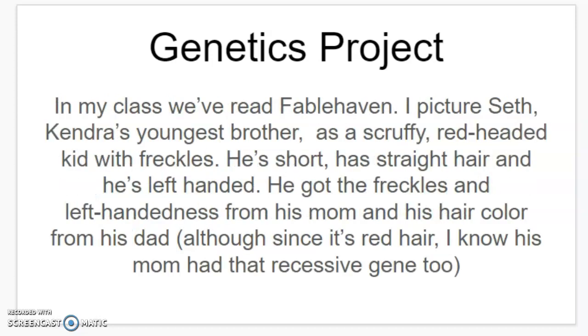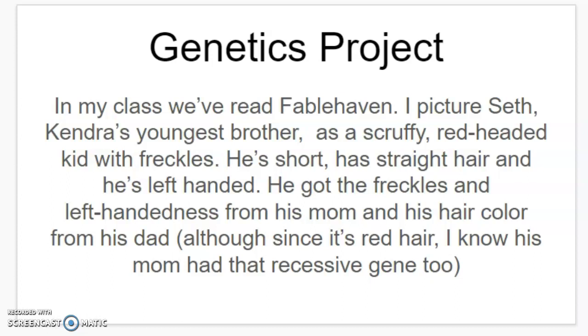So again, I'm using Fablehaven. I picture Seth probably different than some of you. I think he's this short, redheaded kid with freckles. He's got straight hair that's never combed because it's messy, because he doesn't seem like the kind of kid that would take the time to comb his hair. I think he's left-handed. I don't know, it's just the way I think about it. I think he's got scars on his knees and his elbows from falling, from riding a bike, and from climbing a tree. Do they ever say that?